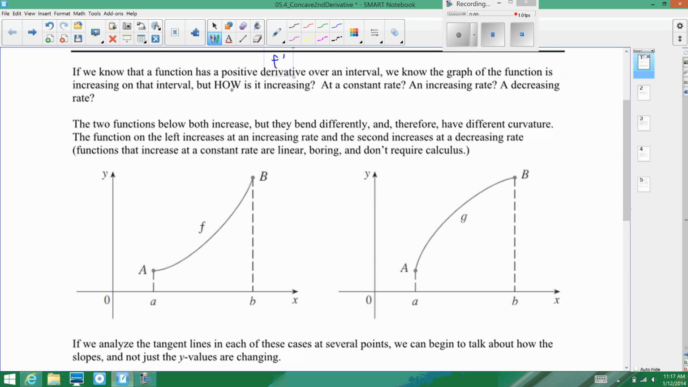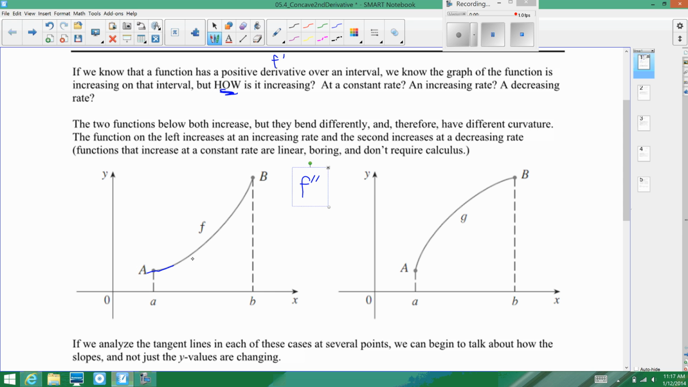But how is it increasing? When we're talking about how something is changing, how is the derivative changing? We're talking about the second derivative here. For example, both of these functions are increasing, but they're increasing a little bit differently. This one is increasing at an increasing rate, and this one is increasing at a decreasing rate. So we're talking about the second derivative here.